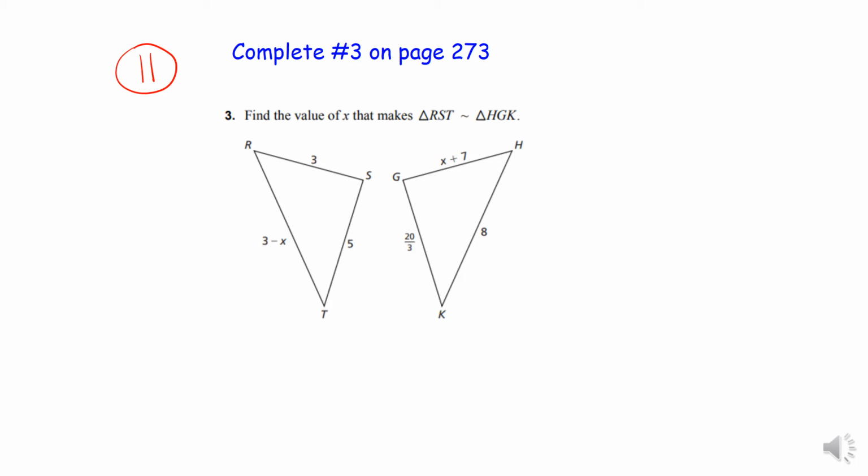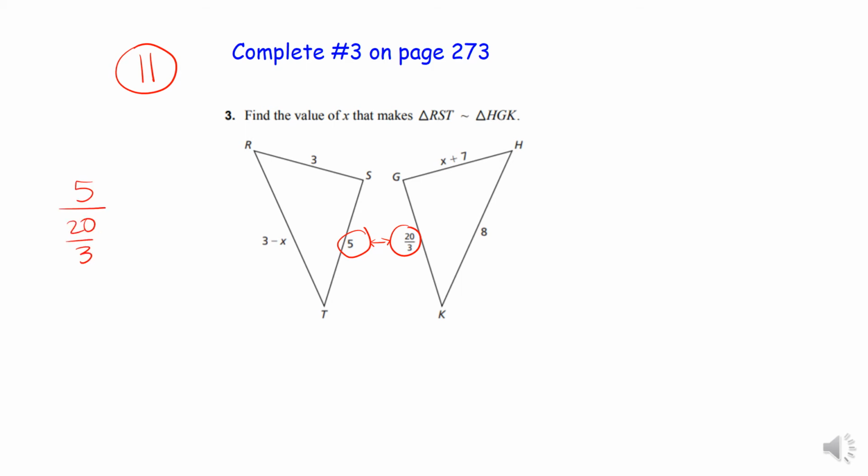Okay, so the first thing I want to do is set up my ratio. You have to look for the sides that are corresponding, that it gives both measurements. And here they are. So I'm going to go ahead and say 5 is to 20 over 3.